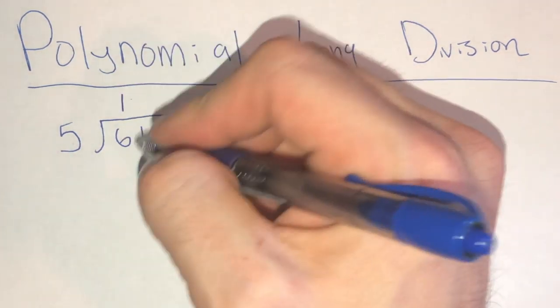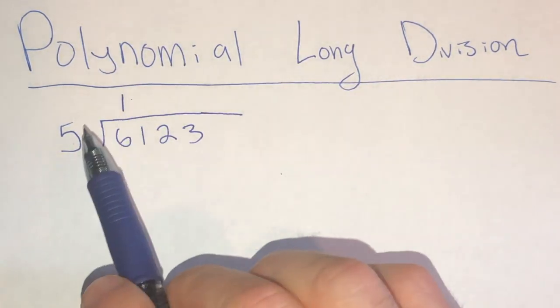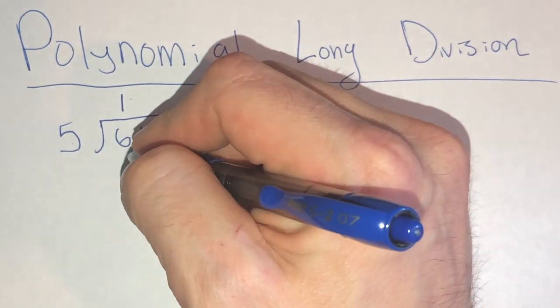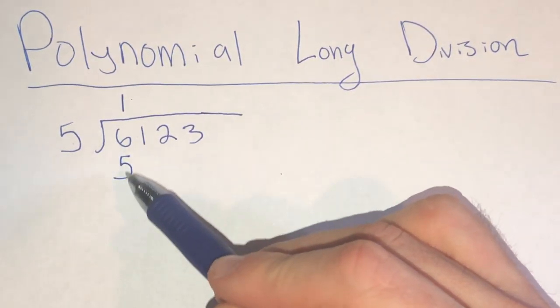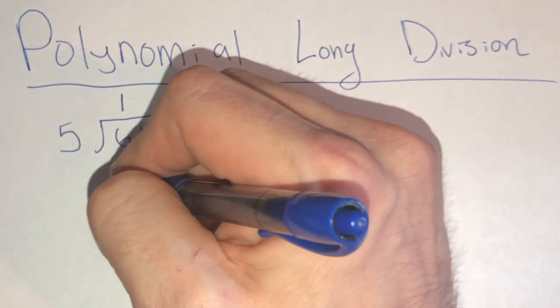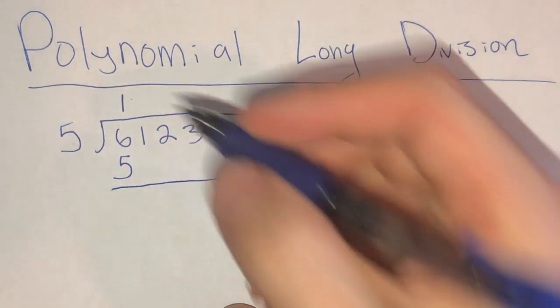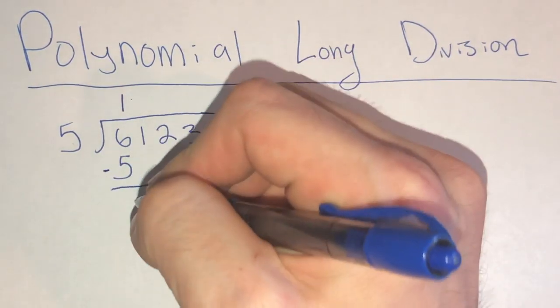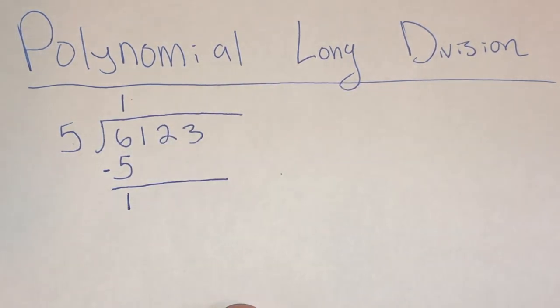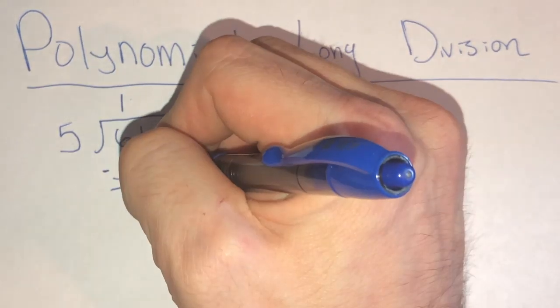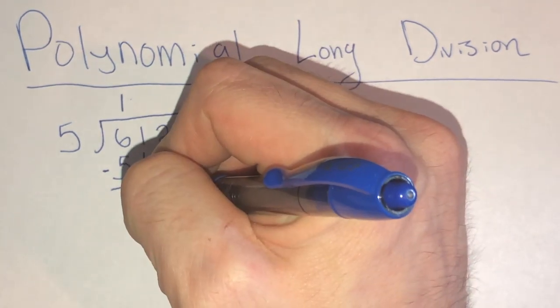And I take the 1 and multiply by 5 and write my answer underneath, right? So this is exactly representing the number of times I can get 5 into 6. Okay, and then I'm going to subtract and bring down that 1 from the subtraction. Remember, and then the 1 comes down.